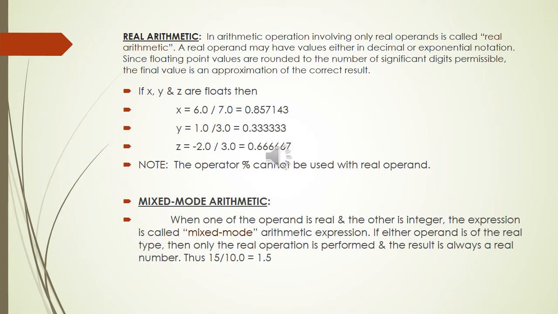Next is the mixed mode arithmetic. When one of the operands is real and the other is integer, the expression is called a mixed mode arithmetic expression. Operand is nothing but a number. If either operand is of the real type, only real operation is performed and the result is always a real number. For example, 15 is an integer, 10.0 is a real number, but the result you are getting is in the form of real.